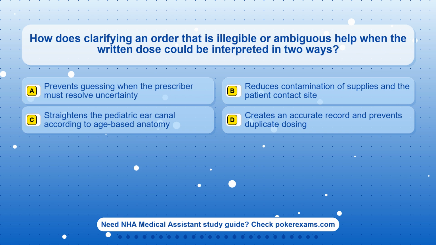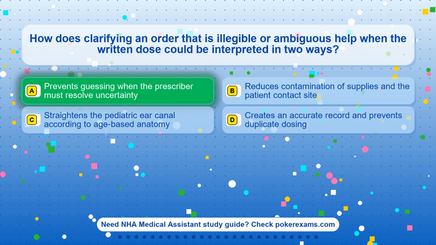Question 25. How does clarifying an order that is illegible or ambiguous help when the written dose could be interpreted in two ways? Option A. Prevents guessing when the prescriber must resolve uncertainty. Option B. Reduces contamination of supplies in the patient contact site. Option C. Straightens the pediatric ear canal according to age-based anatomy. Option D. Creates an accurate record and prevents duplicate dosing.